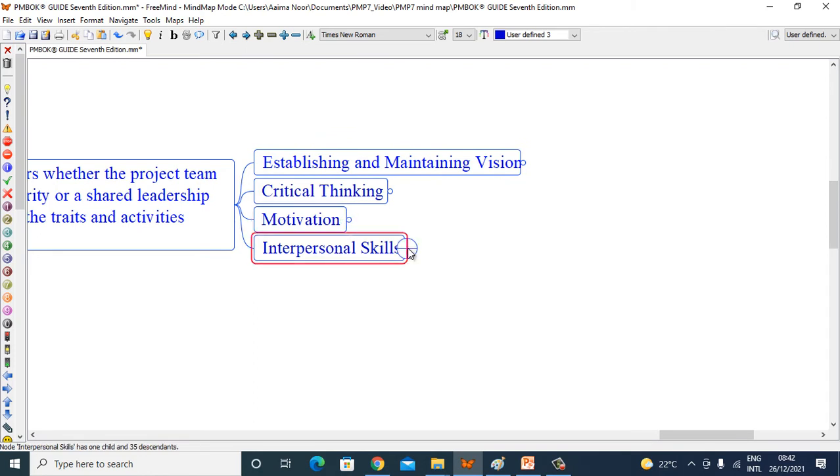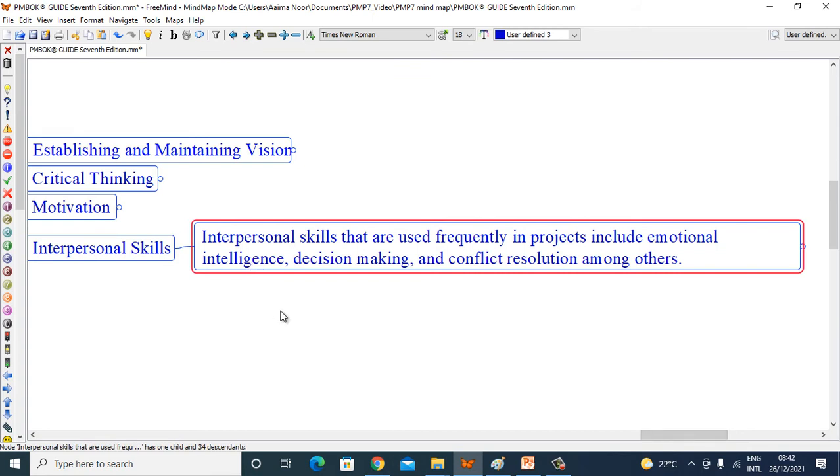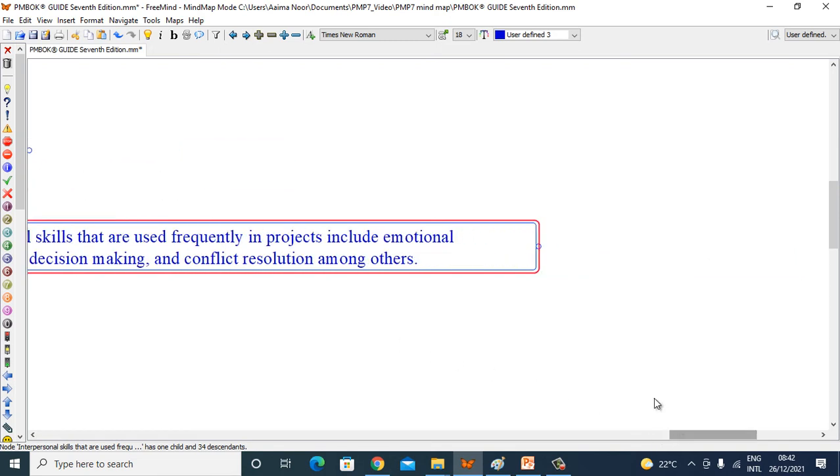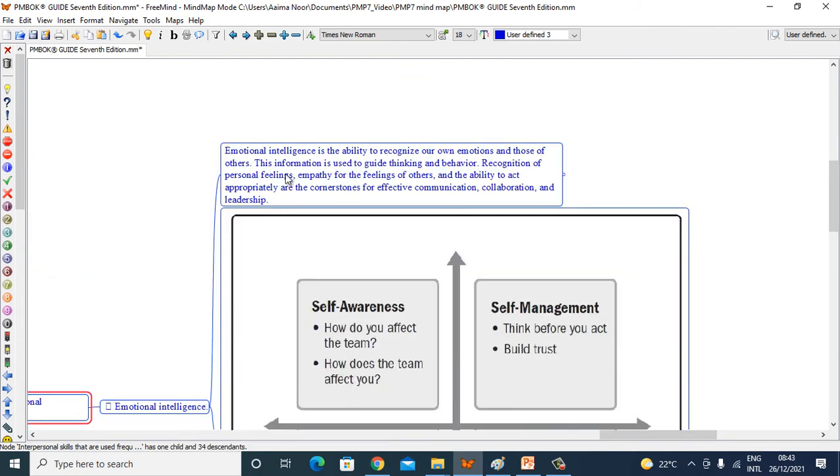Interpersonal skills. Interpersonal skills that are used frequently in projects include emotional intelligence, decision making, and conflict resolution, among others. Emotional intelligence. Emotional intelligence is the ability to recognize our own emotions and those of others. This information is used to guide thinking and behavior. Recognition of personal feelings, empathy for the feelings of others, and the ability to act appropriately are the cornerstones for effective communication, collaboration, and leadership.